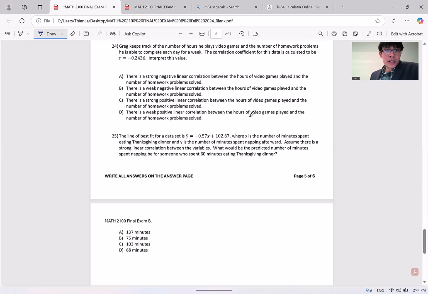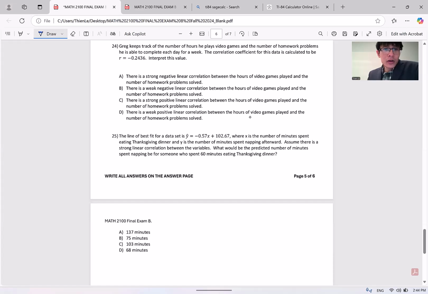Okay, 24. Greg keeps track of the number of hours he plays video games and the number of homework problems he's able to complete each day for a week. The correlation coefficient for this data is calculated to be R equal to negative 0.2436, right? Basically, the more he plays video games, the less homework he can do, so we should have something negative, right?